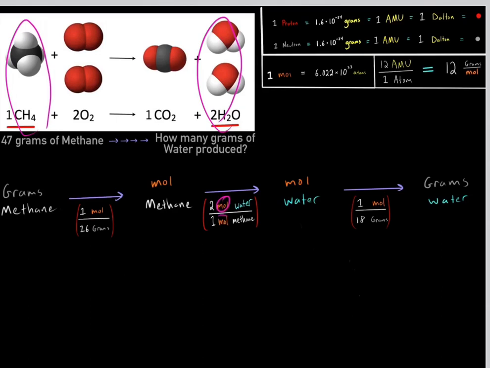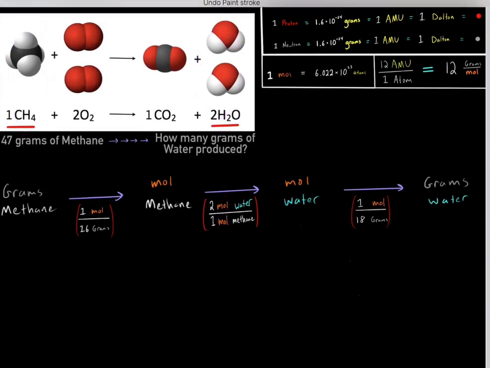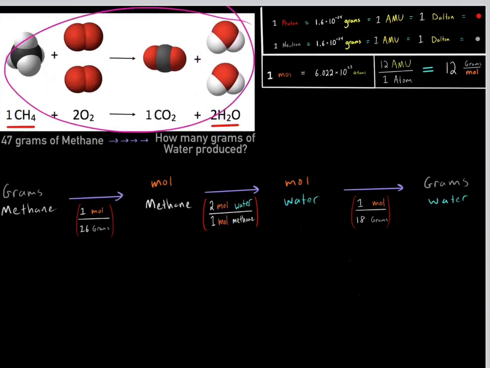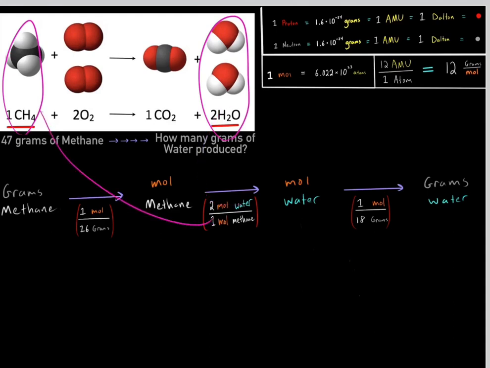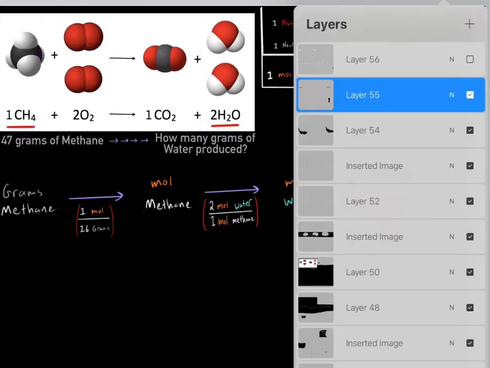In chemistry, we like to deal with moles rather than molecules, because we're dealing with so many molecules, it helps to work with moles instead. But that's the conversion of going from moles of methane to moles of water. You just look at the balanced equation. 1 molecule of methane is needed to produce 2 molecules of water. So instead of dealing with molecules, you use moles, but the math works out the same.